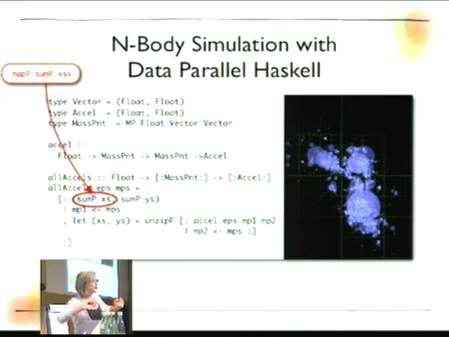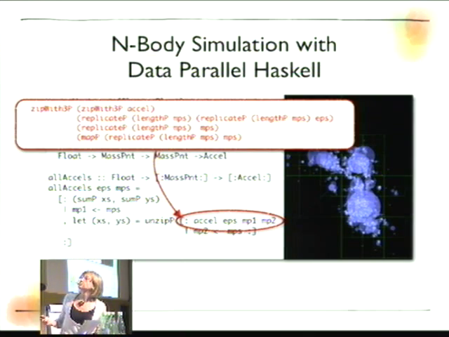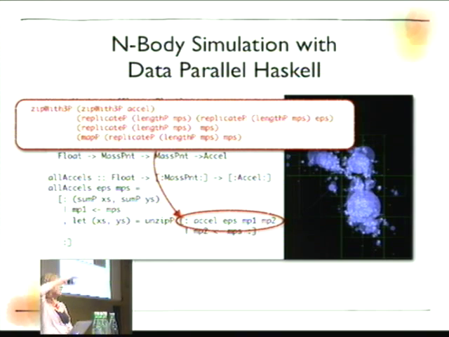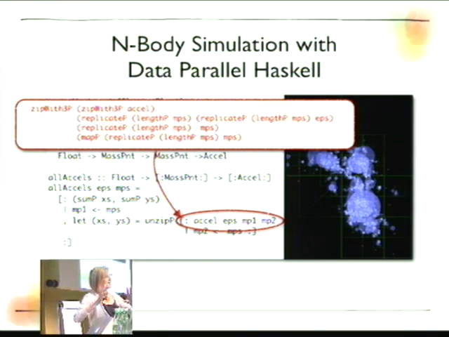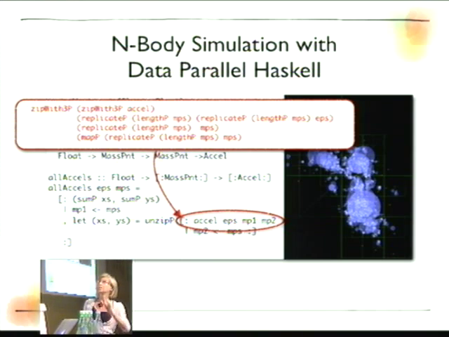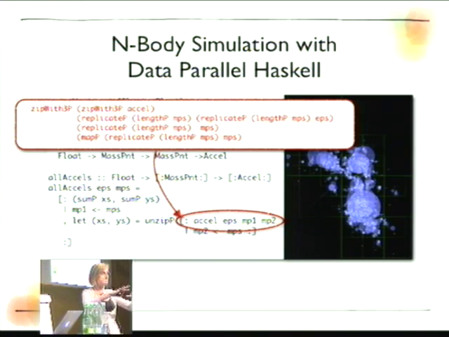The vectorizer removes the parallel array comprehension and replaces the parallel application of sumP with a call to mapP of a parallel sumP. So we have nested parallelism here. Similarly, it will call accel with extended data points so that they basically match up. As Ben explained yesterday, this does not actually happen; those arrays are not really copied, so it's not as bad as it looks. But on the intermediate language level, that's what happens.